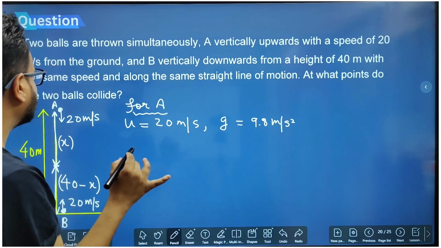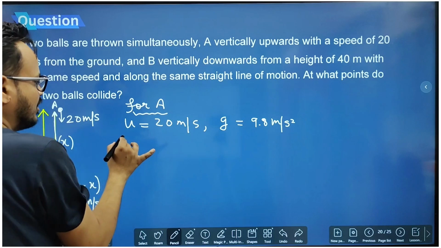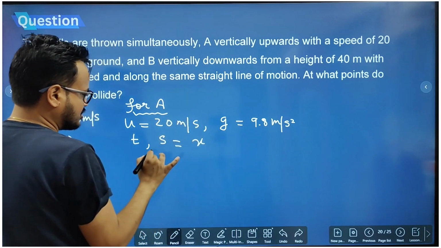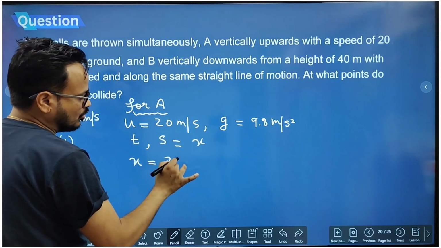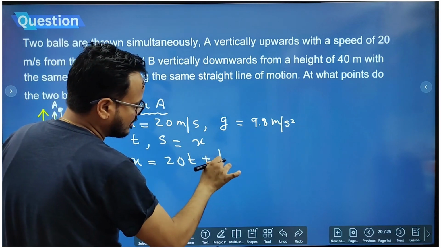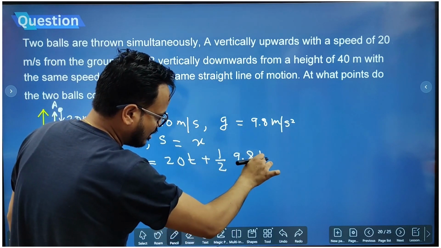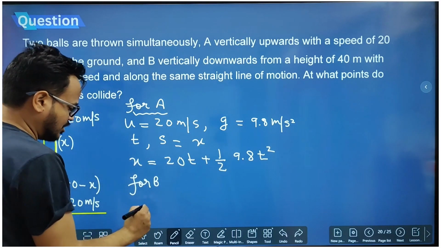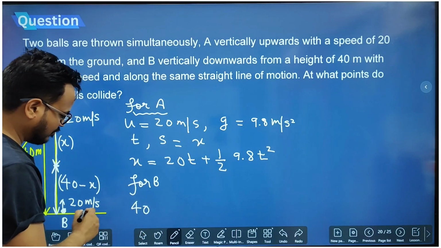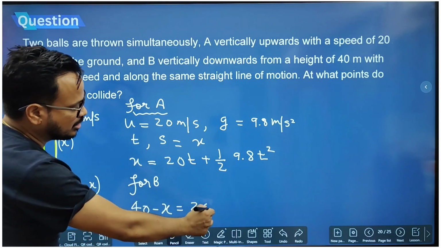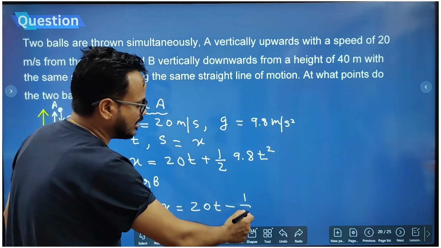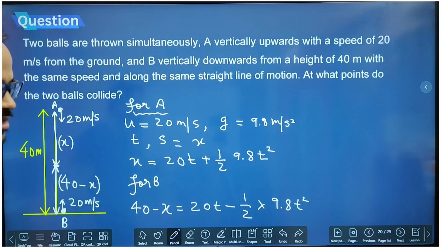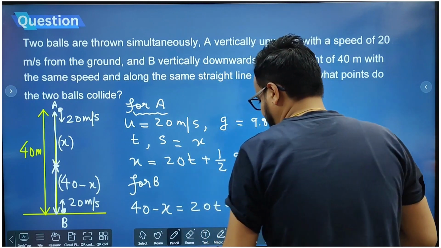At what points do the two balls collide? So we have to find x. Time is not given either, so t is t and the distance is x. Let's apply the second equation: x equal to ut plus half g t square. And for body b, let's apply the second equation. For this body b, the distance is 40 minus x, u is 20, but the acceleration due to gravity is negative. Now we have to solve these two equations to find the value of x.